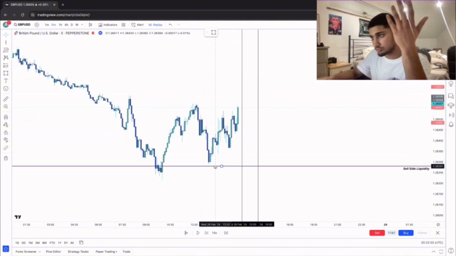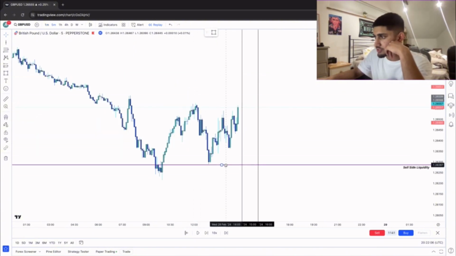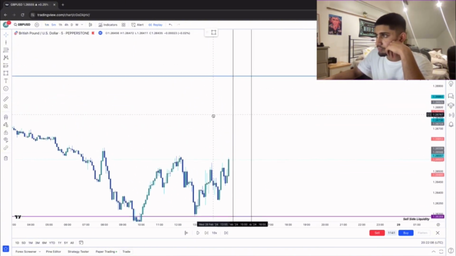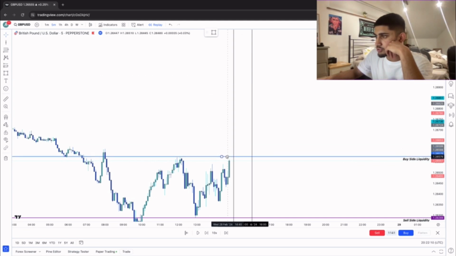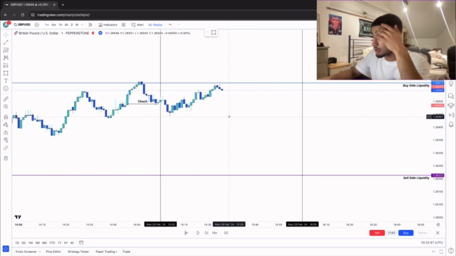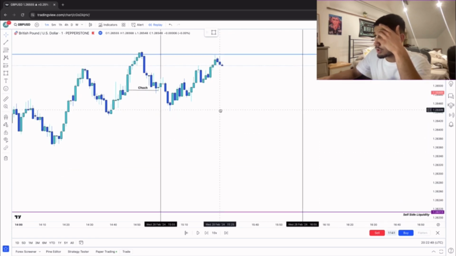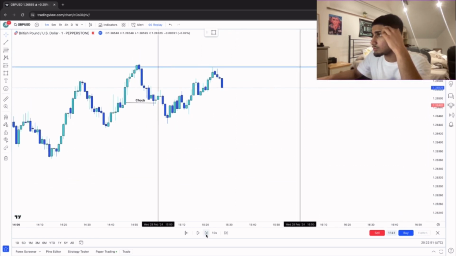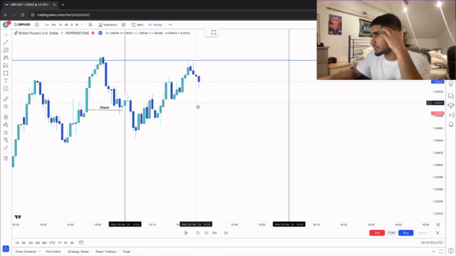We want to identify our sell side and the buy side. So we have our sell side right down here and our buy side at the top of this high. So right there is our buy side sweep. And now we want our fair value gap to form. So there is our fair value gap.